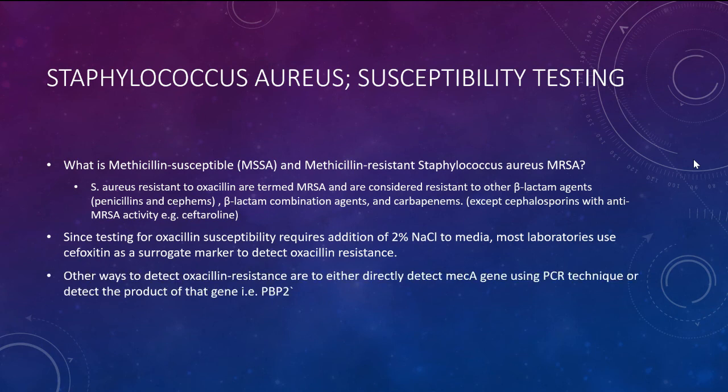And there are other ways to detect oxacillin resistance, which is to either directly detect the mecA gene of Staph aureus using the PCR technique or detect the product of the gene, that is penicillin binding protein 2 prime. So the mecA gene detection is quite common now in the labs. Most of the labs have a closed system PCR, and they detect and report this within a few hours. So the results are readily available to clinicians for effective management of the patients.